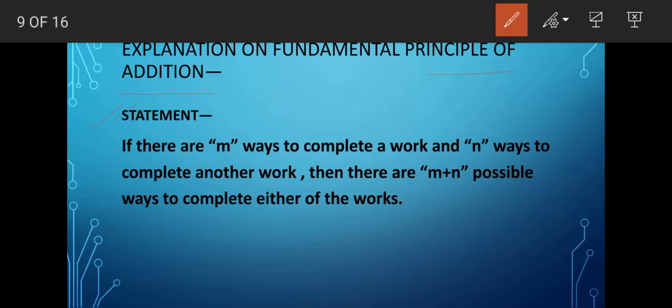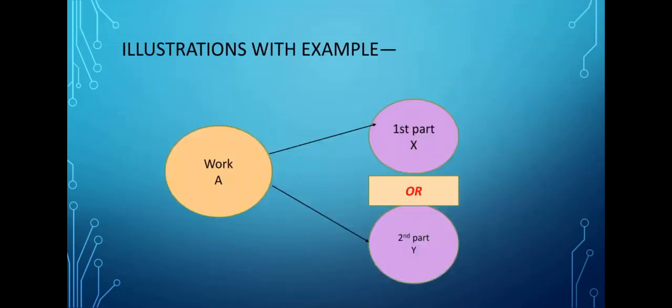If there are m ways to complete a work and n ways to complete another work, then there are m plus n possible ways to complete either of the works. Either means what? Either the first work or the second one. Any one of the works is to be completed, and in this case the representation is in terms of or. So the possible number of ways will be m plus n here. Let's understand this with the help of an example.